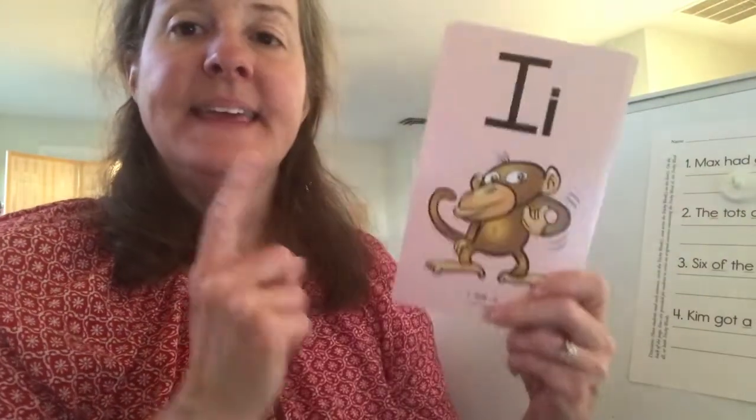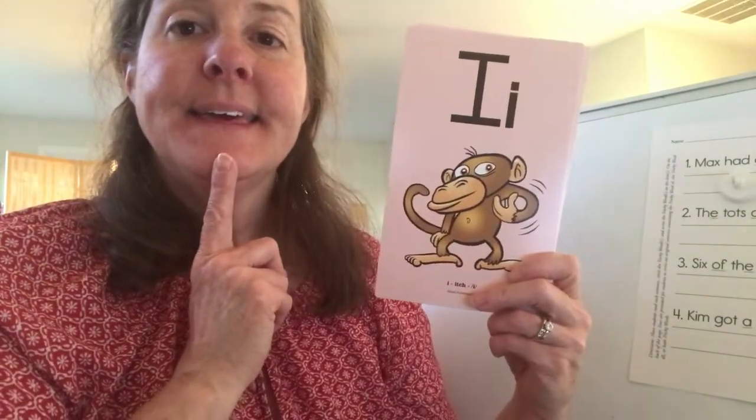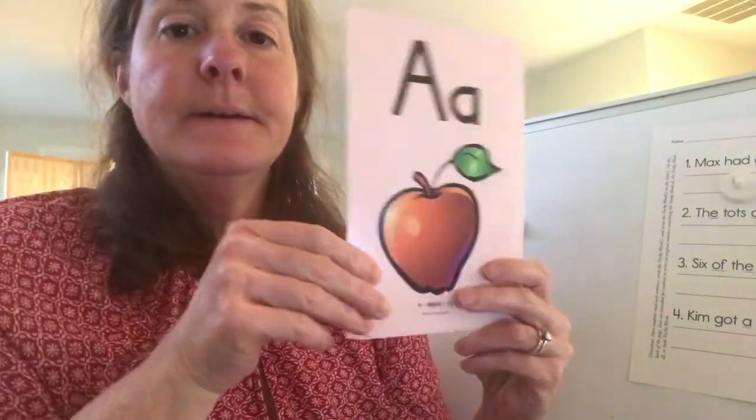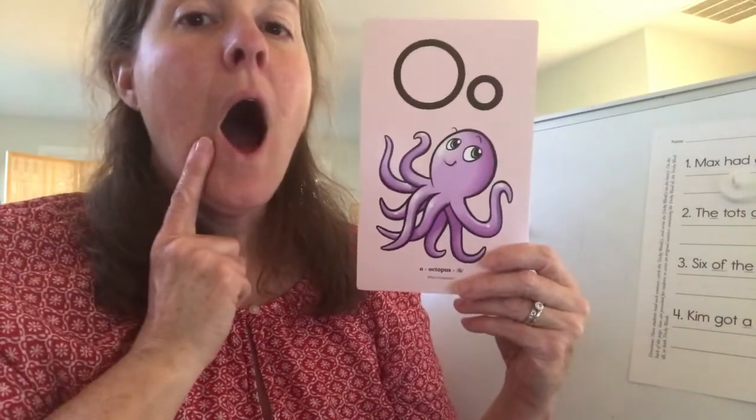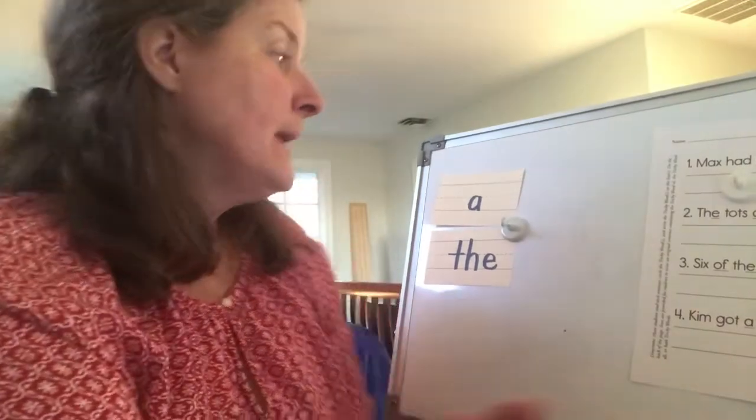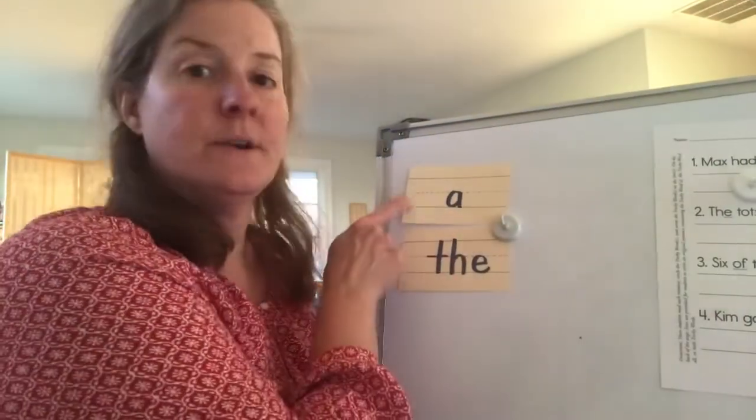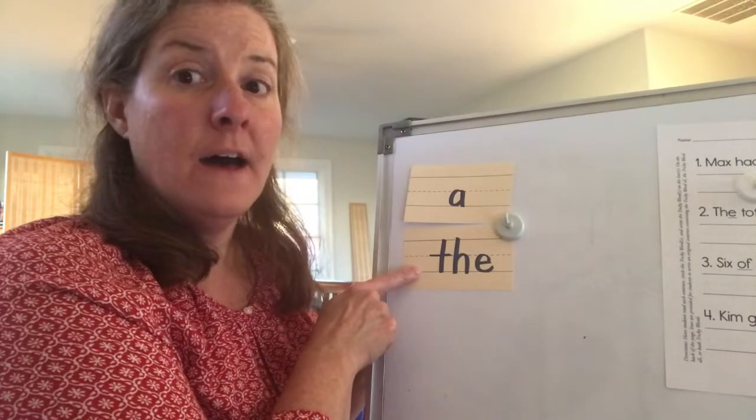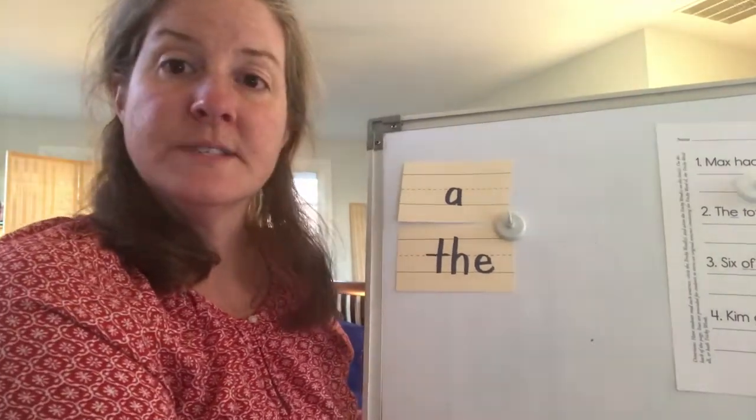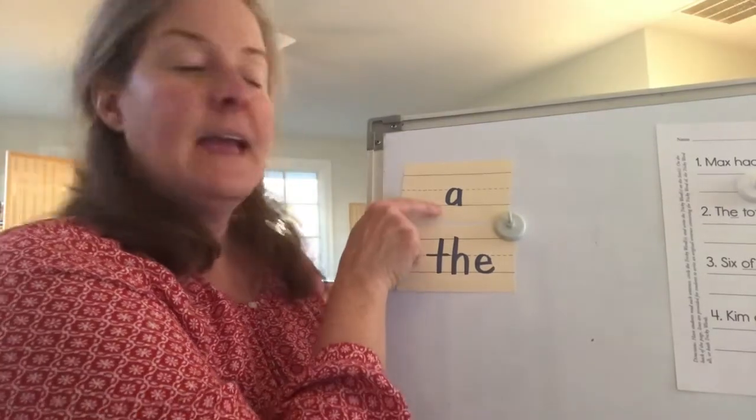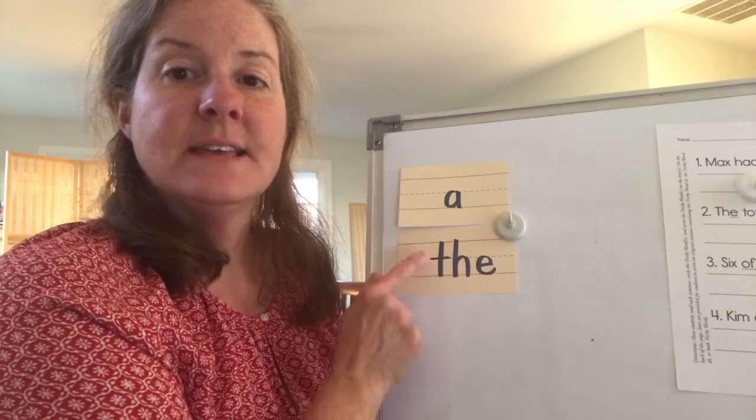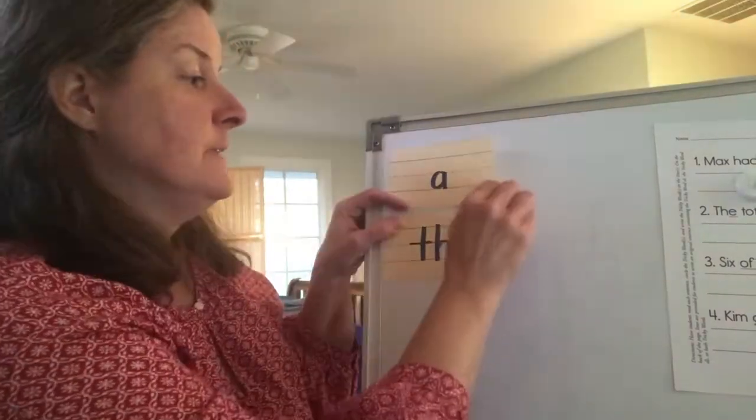Okay, so let's try them again. Here we go. This is /i/. This is /a/, /a/. And this is /o/, /o/. Very good. All right. Now we have two new words. Yesterday we did the words "a" and "the" when we're reading them in a sentence. They're tricky because they don't follow the rules like they should. This doesn't say /a/, and this doesn't say /the/. It says "the." Okay? Repeat them with me.